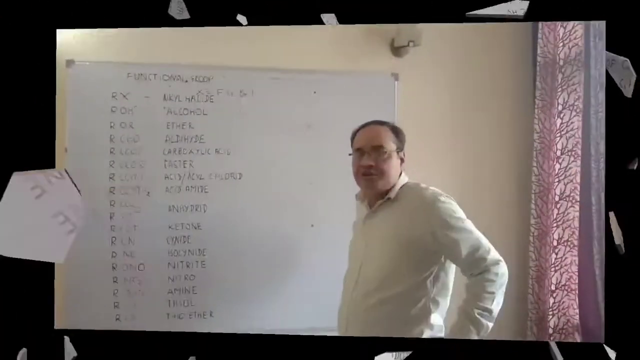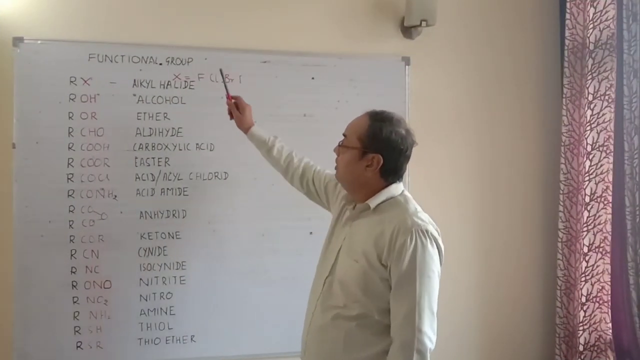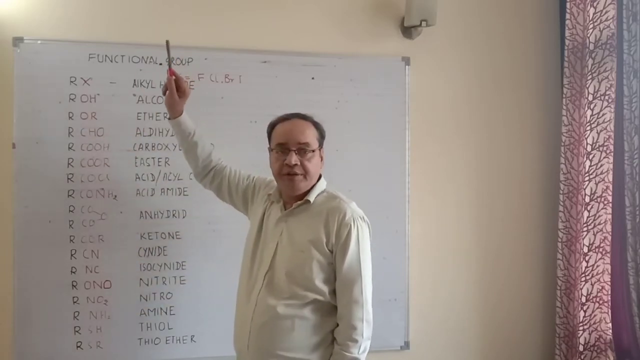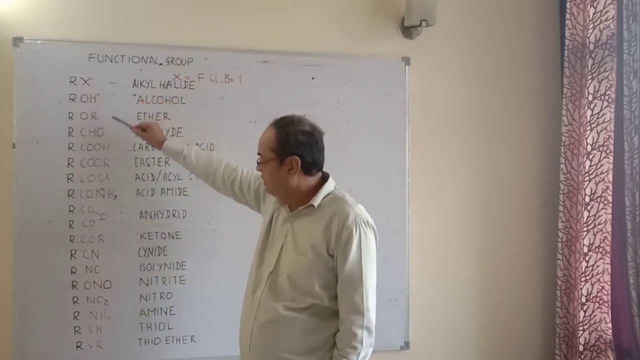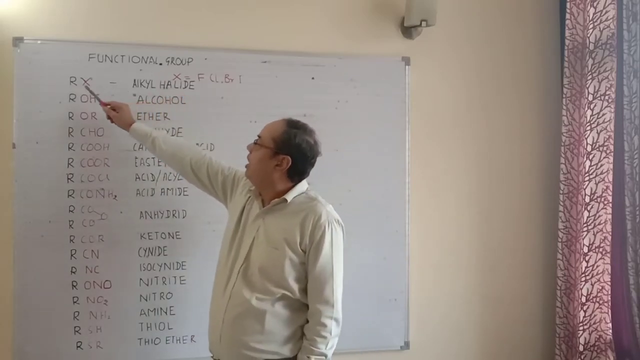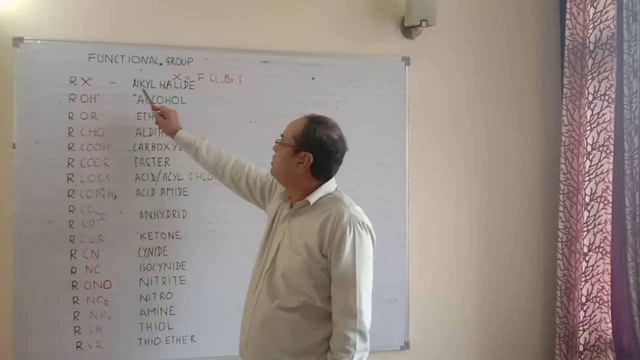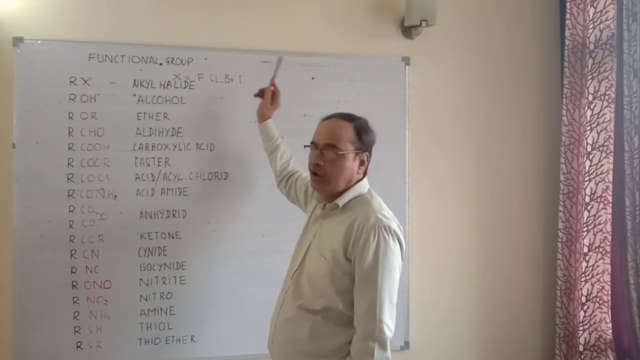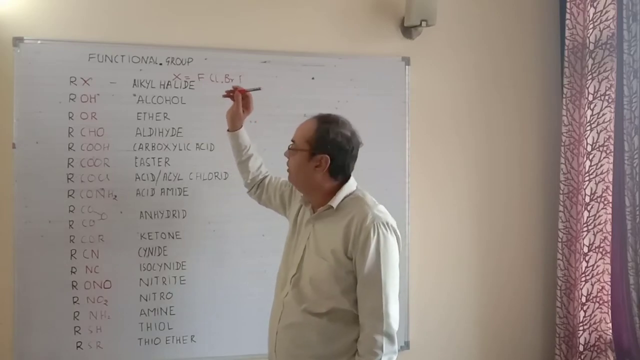Now we are going to study the functional groups. R is your alkyl group, which is written in the black portion, and the red portion is your functional group attached to the R group. When R is attached to X, the group is known as alkyl halide, where X is fluorine, chlorine, bromine, iodine. It may be any of the halogens.